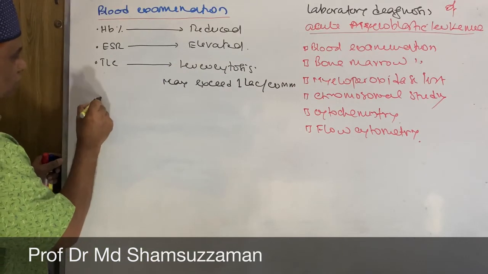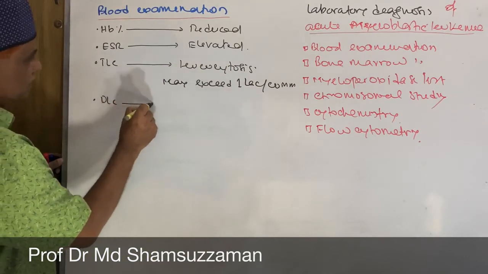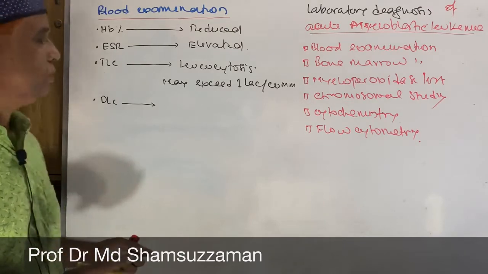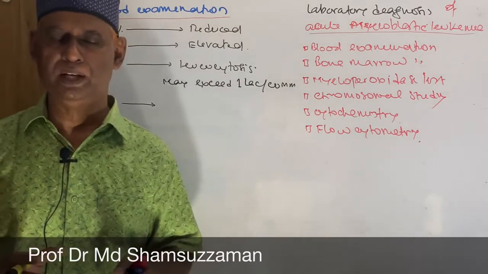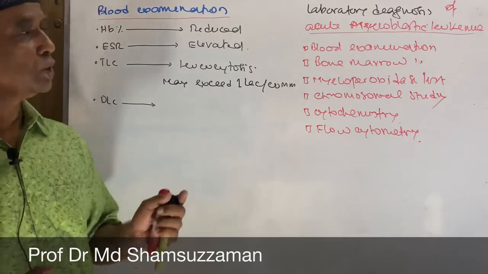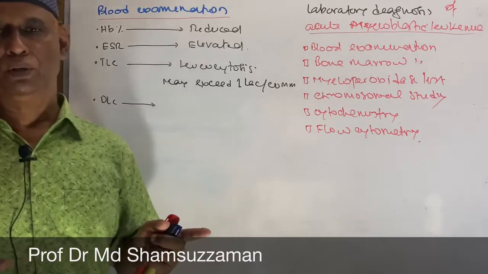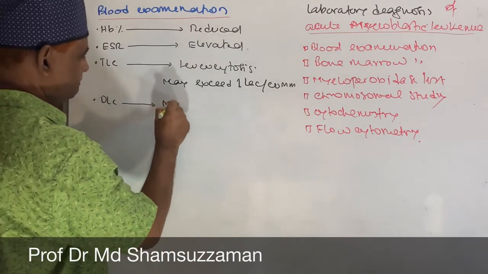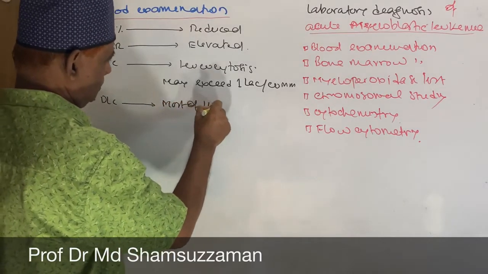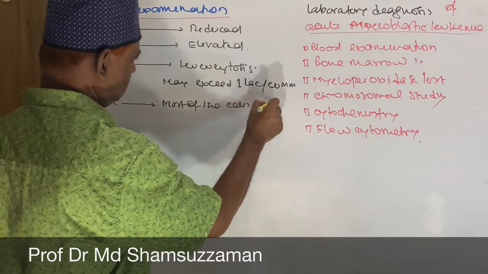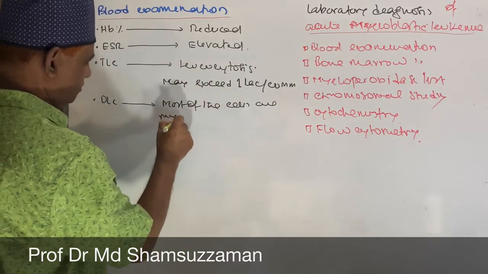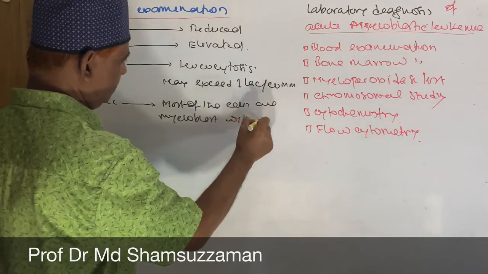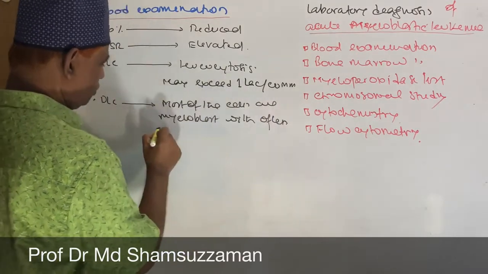Then we have to do DLC, differential leukocyte count. In differential leukocyte count, here we will get most of the cells are myeloblast, but in case of lymphoblastic leukemia, most of the cells are lymphoblast. So here most of the cells are myeloblast, with often neutropenia.